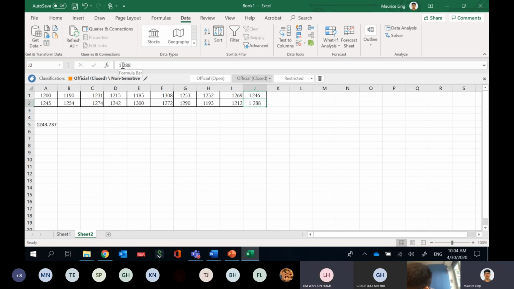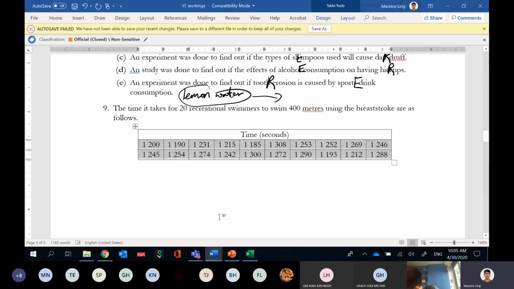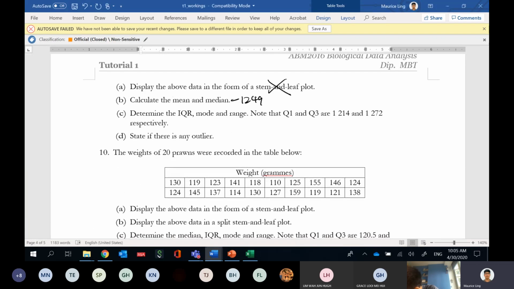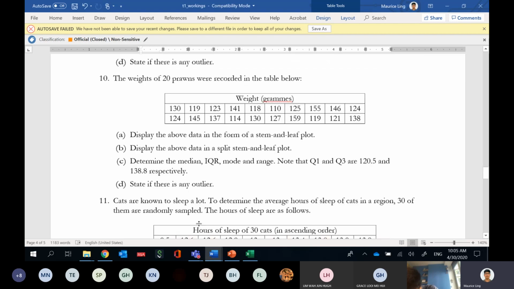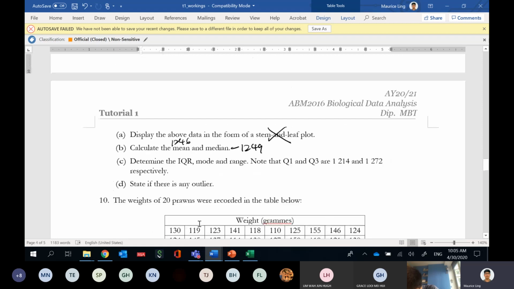What did I do? It's 1245, correct. So the answer script is a bit wrong. Okay, so 1246. So the mean is 1246. Okay. All right.